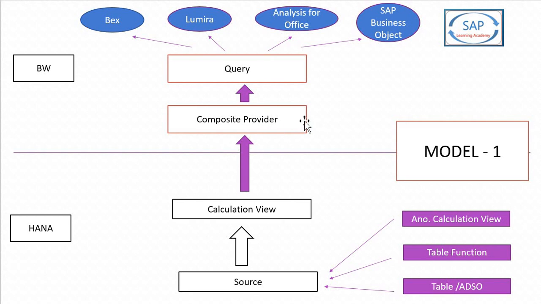And once your composite provider is ready, you can then consume it into a query. Then you have to design a query. Once your query is ready, you can consume it into either SAP BusinessObjects, Analysis for Office, Lumira Design Studio, or even BEx if you are using the older version. So this is the whole flow from source using the calculation view. Now we will move to the next model, model number 2.